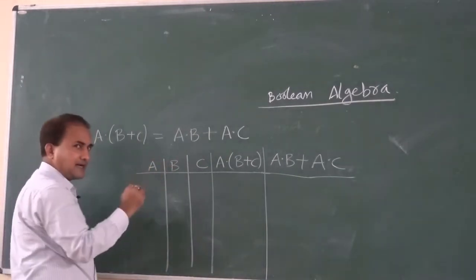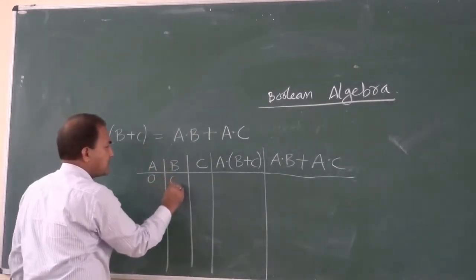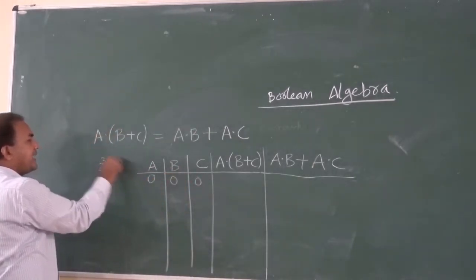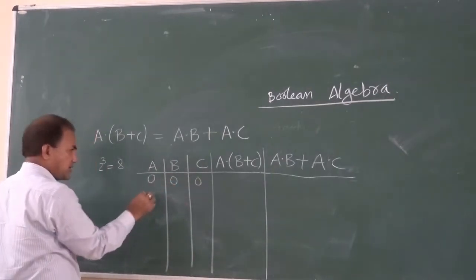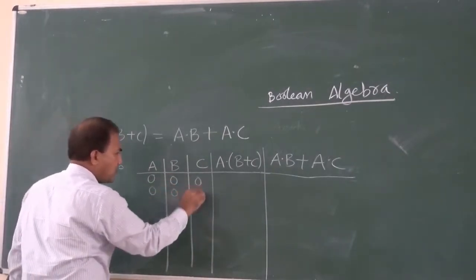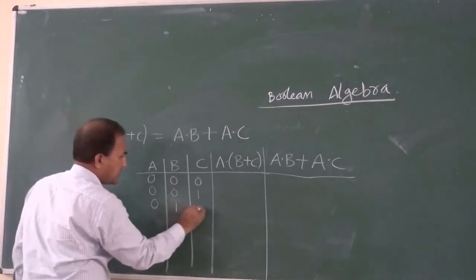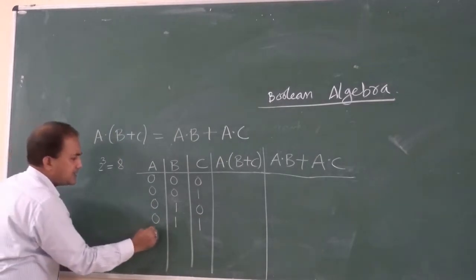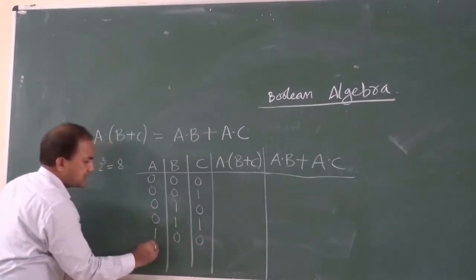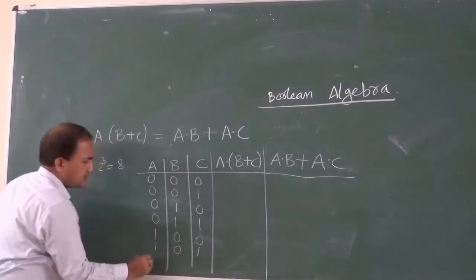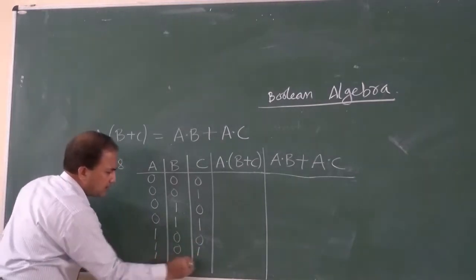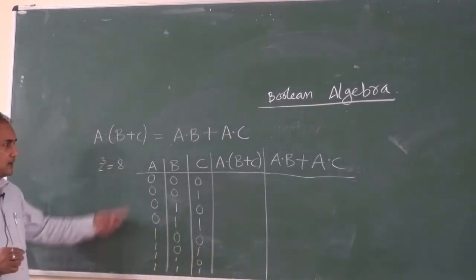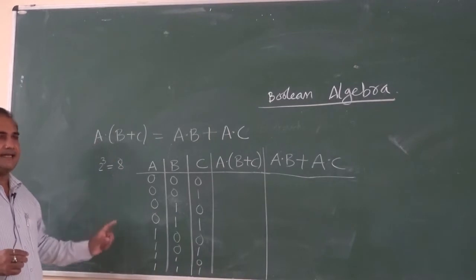Since the number of variables is 3, the possible input combinations will be 2 to the power 3, which is equal to 8. So first is 0, 0, 0, second is 0, 0, 1, third is 0, 1, 0, fourth is 0, 1, 1, fifth is 1, 0, 0, sixth is 1, 0, 1, seventh is 1, 1, 0, and eighth is 1, 1, 1. The number of combinations is 8.